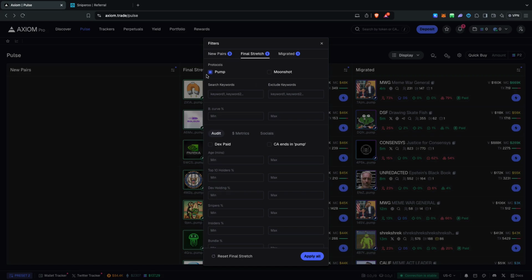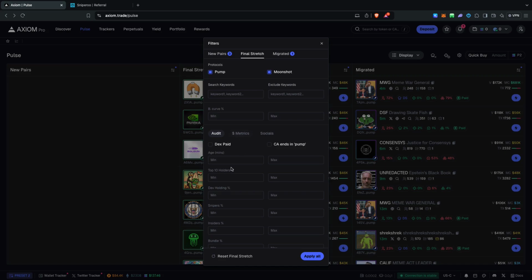Rule number one, always make sure you've got both protocols, Pump and Moonshot. When you have both of them, you're going to be able to receive as much data, because a lot of people are using Pump.fun and a lot of people are using Moonshot as well. Having both of them gives you the maximum exposure to a lot of the meme coins you're going to have access to.